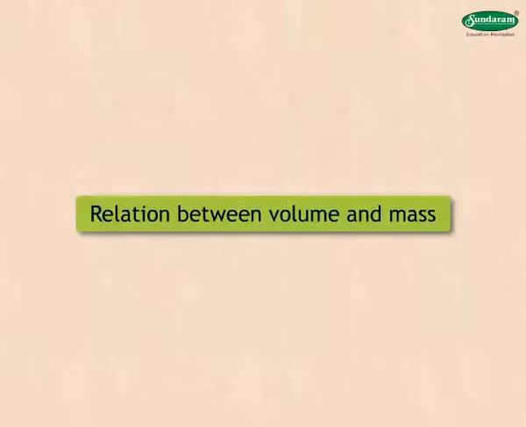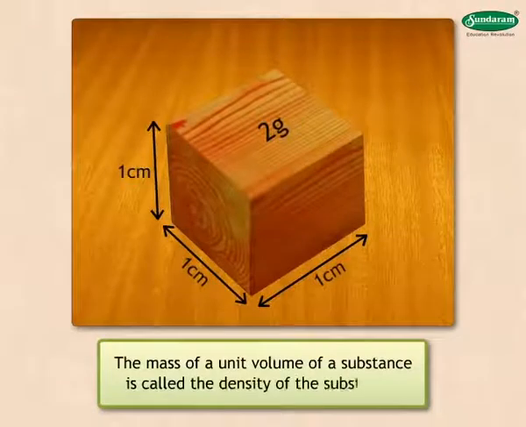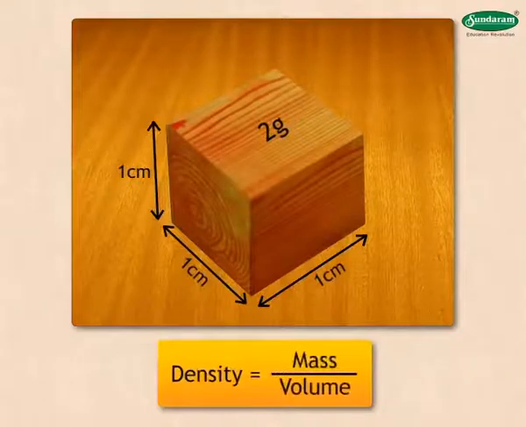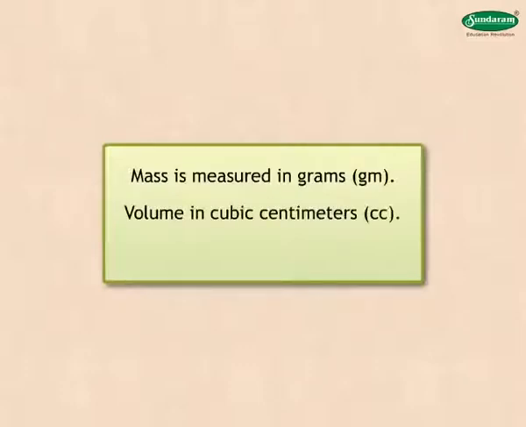Now, let us study the relation between volume and mass. The mass of a unit volume of a substance is called the density of the substance. So, we can express density as mass upon volume. Mass is measured in grams and volume in cubic centimeters. Hence, the unit of density is grams per cubic centimeters.